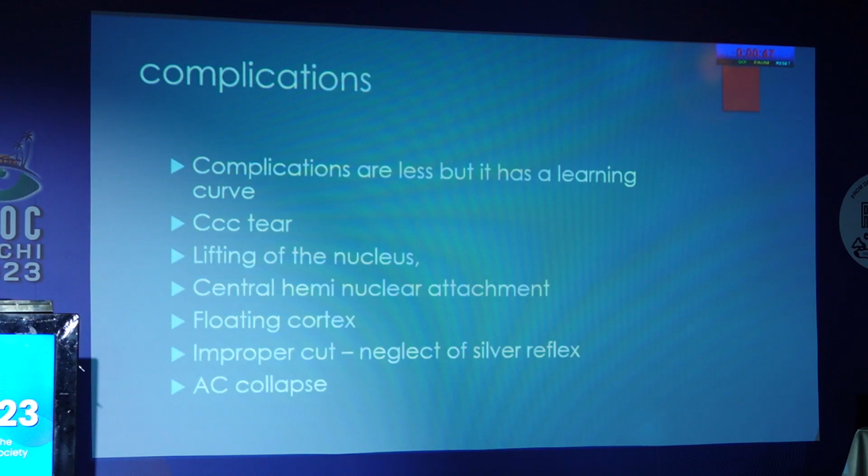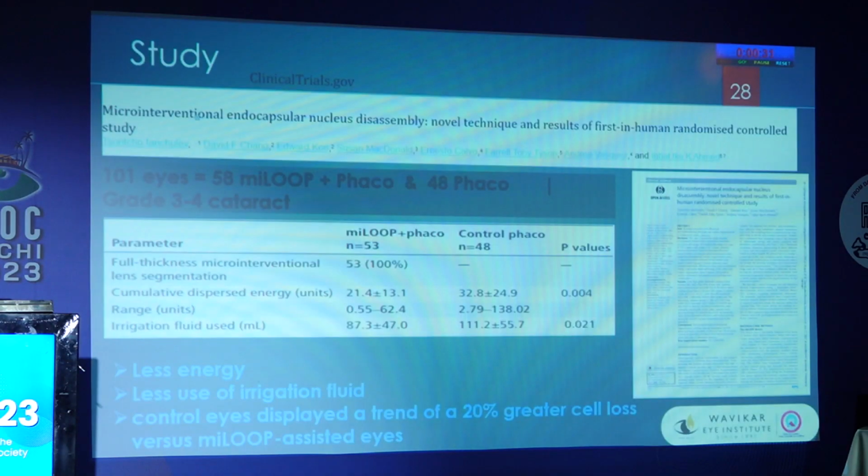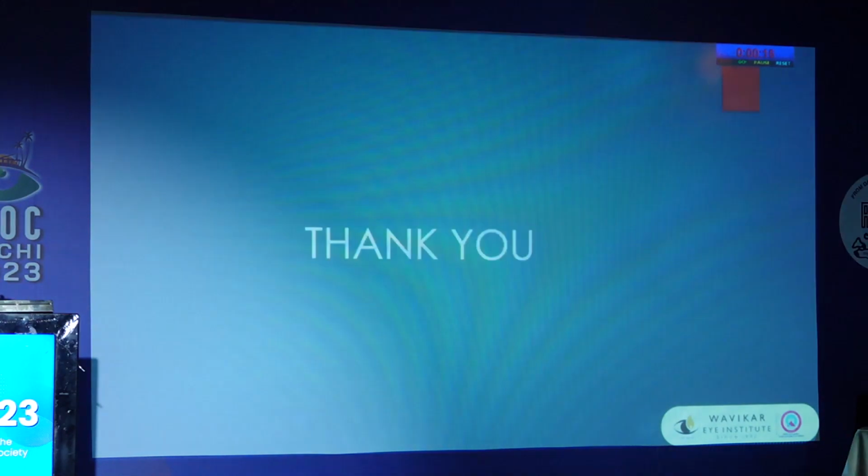If the silver reflex rule is not followed, then we can get an improper cut. So you get one piece big and one piece small, and of course you can have AC collapse. For that, it is very important that the instruments are not pressing on the posterior lip of the incision. This is the paper which says that 110 eyes were done, 58 with my loop and the rest with other phaco, and there is a reduction of energy by 30%, and 20% less loss of endothelial cells.